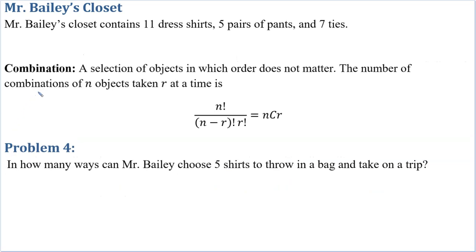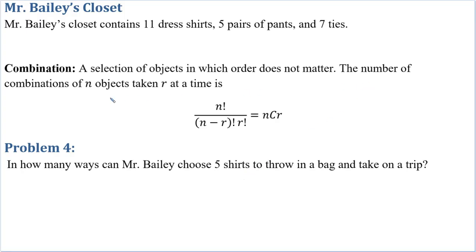The next thing we're going to talk about is the idea of a combination. I'm going to say a combination is a selection in which order does not matter. So for example, in how many ways can Mr. Bailey choose 5 shirts to throw in a bag and take on a trip? Now, the difference between this problem and our last one, where we ordered things for Monday, Tuesday, Wednesday, Thursday, Friday, is if I'm just throwing shirts into a bag to take with me, it really doesn't matter which one I throw in first, which one I throw in last. When I get to my destination, I've got all the shirts. So I'd say this is a combination where order doesn't matter.